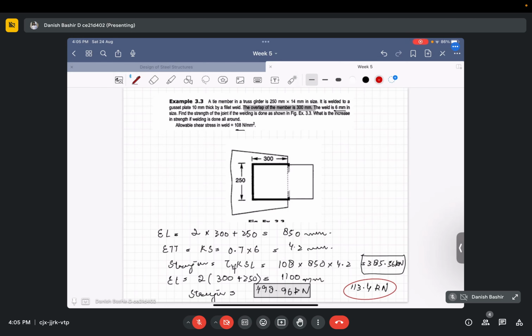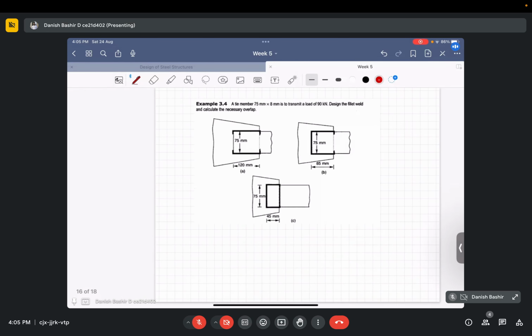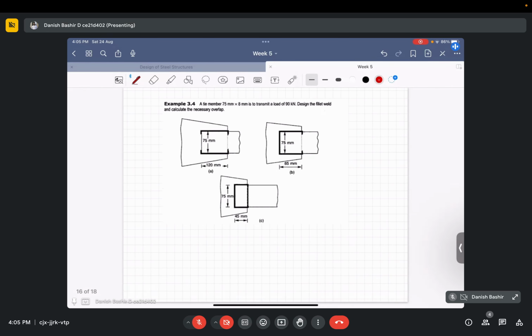These problems are very easy, and these are actually the design problems that you have to tackle. These were analysis problems. Now we will see one design problem and then we will close the session. So a tie member 75 mm times 8 mm is to transmit 90 kilonewton load. Design a flat weld for this and calculate the necessary overlap. So let us quickly solve this design problem.